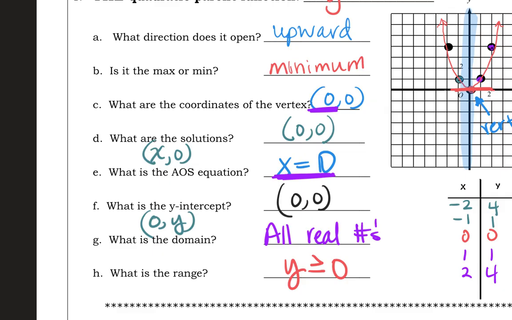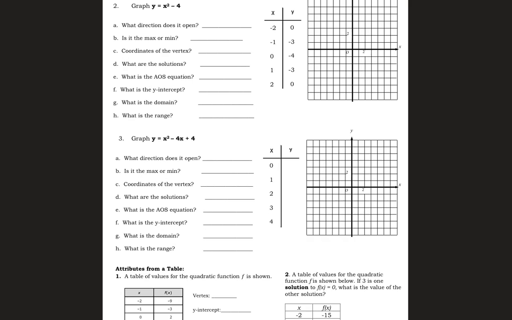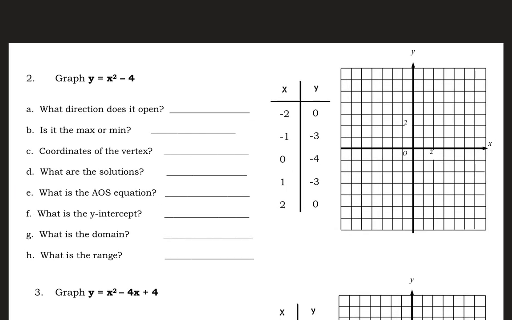All right, let's go over to the back side. On the back side, let's go ahead and graph these points. Let's graph -2, 0. Let's graph -1, -3. Let's graph 0, -4. 1, -3. And 2, 0. All right, and then you'll just go ahead and connect them to make your U.